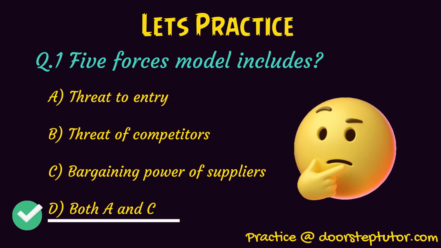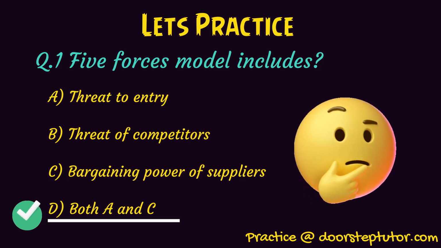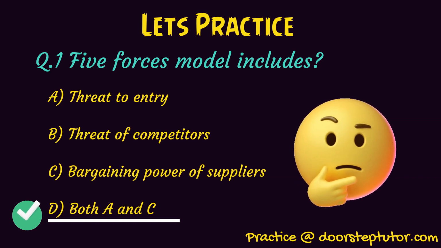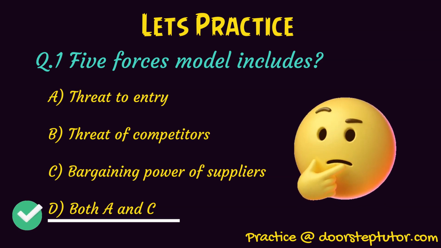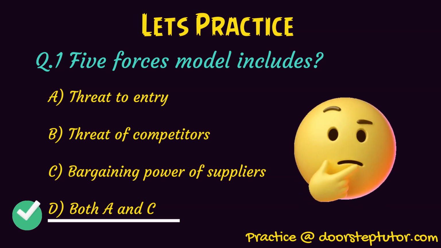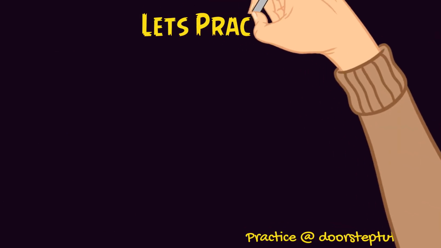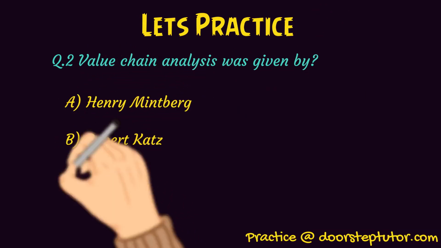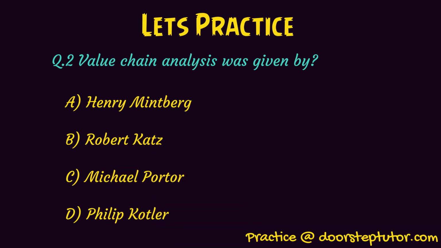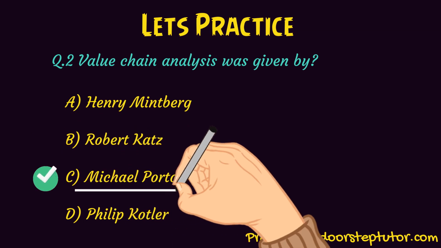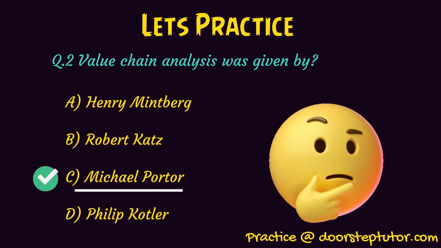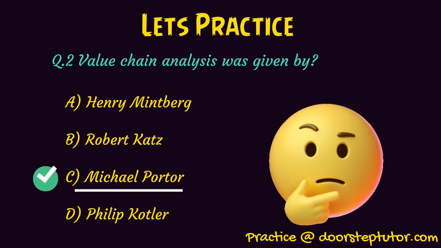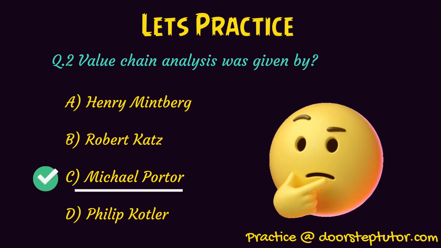So basically this model was given by Sir Michael Porter only. Before a company tries to enter into a particular market, it needs to see all the five forces to be able to decide to enter or not to enter the market. The other question is: value chain analysis was given by Henry Mintzberg, Robert Katz, Michael Porter, or Philip Kotler. See, the five forces model was given by Sir Michael Porter, and value chain analysis was also given by Sir Michael Porter. So the correct answer for this would be Michael Porter, right?